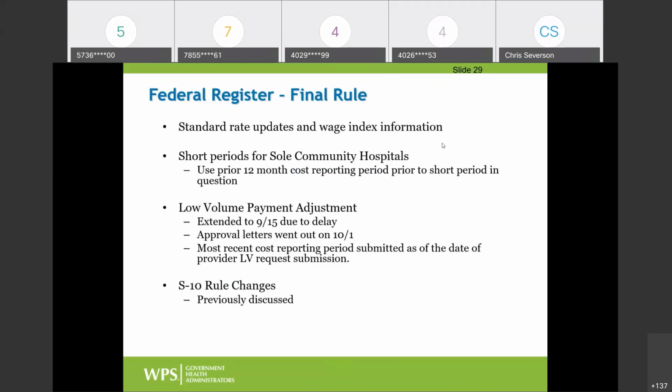So hopefully there are no questions there, but if there are, feel free to send those on to the audit advisement email address. We're the ones that handle that. Of course, S10 rule changes, those were big in that final rule. We already talked about those, though.